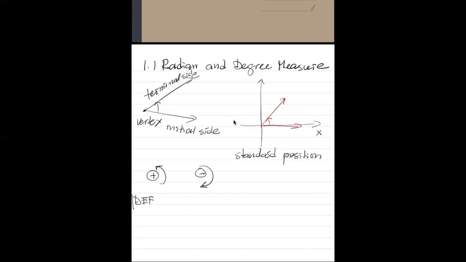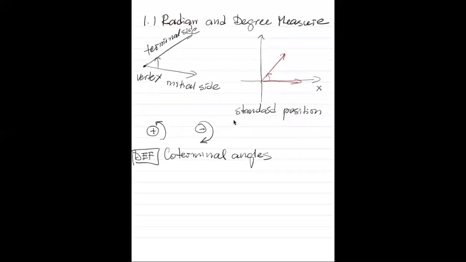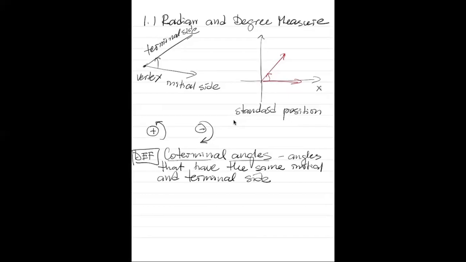Definition of coterminal angles. We say angles are coterminal if they have the same initial and terminal side. So these are angles that have the same initial and terminal side. They're different.